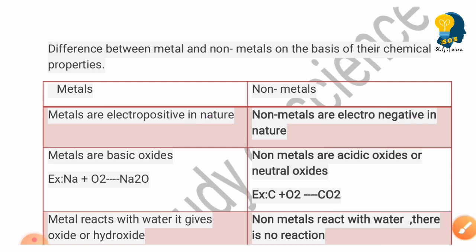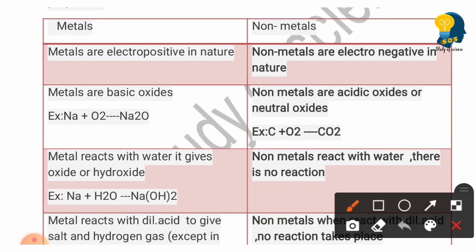Okay, so the second point: metals form basic oxides. In the previous session, with the lab activity, I have explained this. You can check the description box for the lab activity if you want to see it again. Whereas non-metals form acidic oxides or they are neutral.